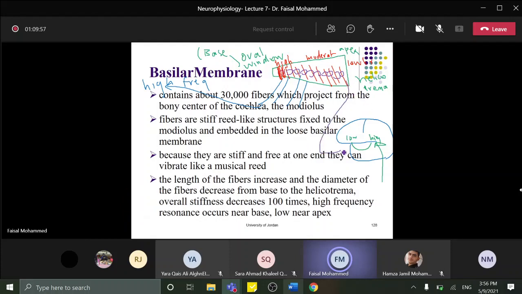When low frequency comes from the apex, this is low frequency, it comes here and we distinguish it as low frequency in the cerebral cortex. So this is called tonotopic organization. Tonotopic organization starts from the basilar membrane, so the basilar membrane is the area of tonotopic organization. When we go through the pathway, the whole pathway is tonotopically organized. Okay, we will talk about the pathway.